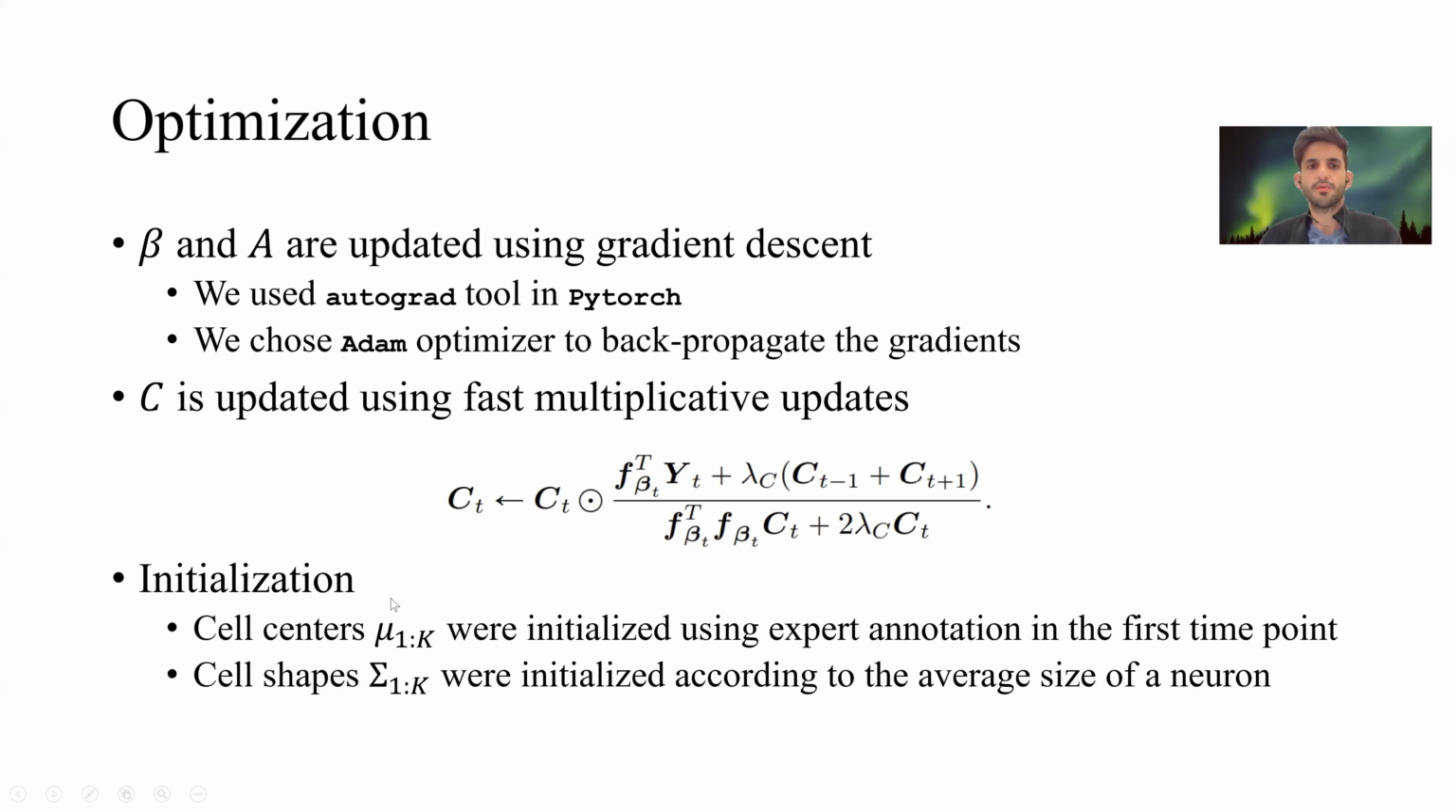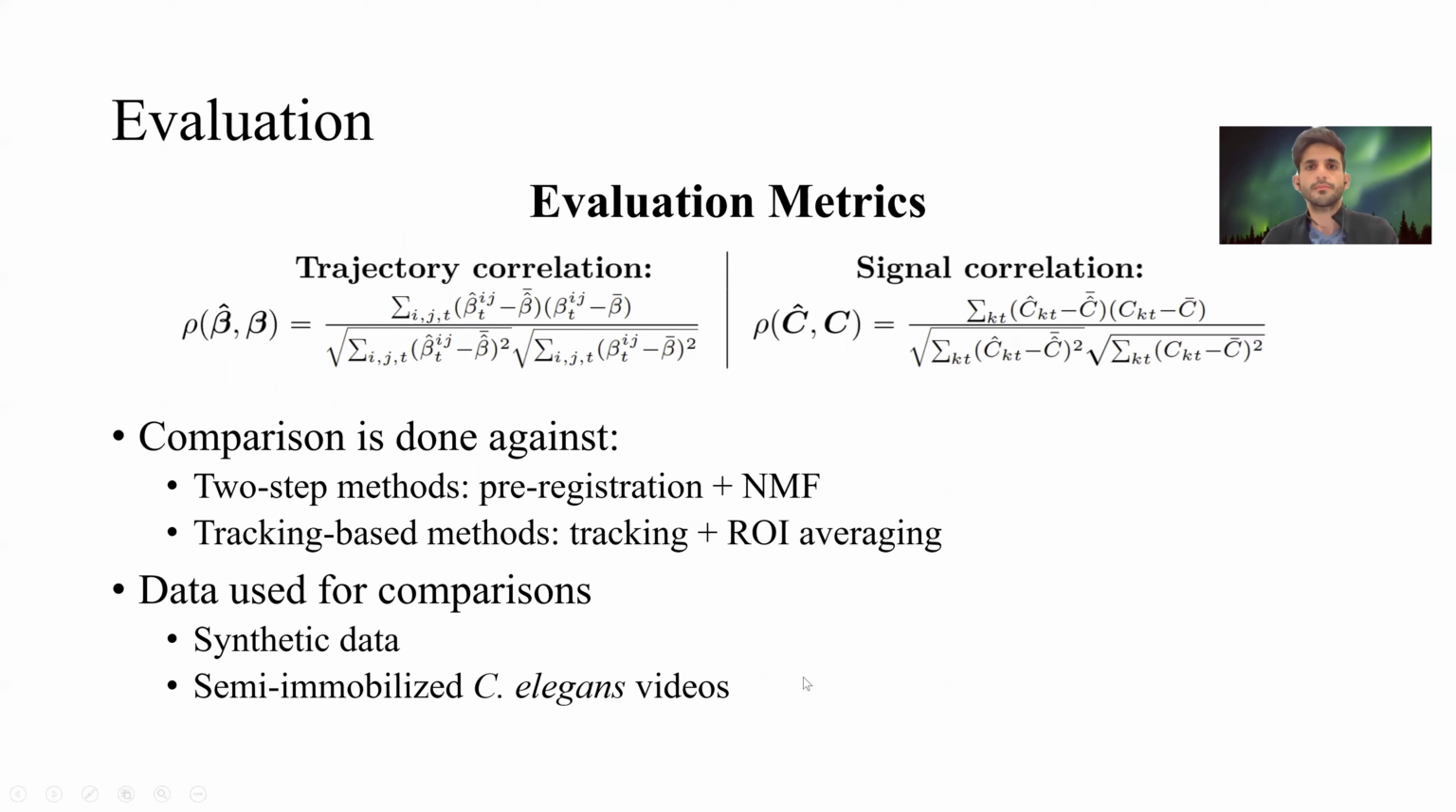To initialize, we used cell centers that are annotated by human experts, and the cell shapes were initialized using a covariance matrix that is close to the average size of a neuron. We studied the performance of our method using 2 different metrics. One is the correlation of the trajectory with the ground truth trajectory, and the other is the correlation of the signal with the ground truth signal.